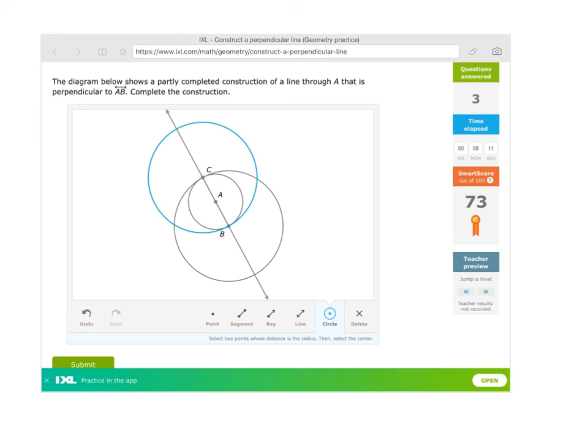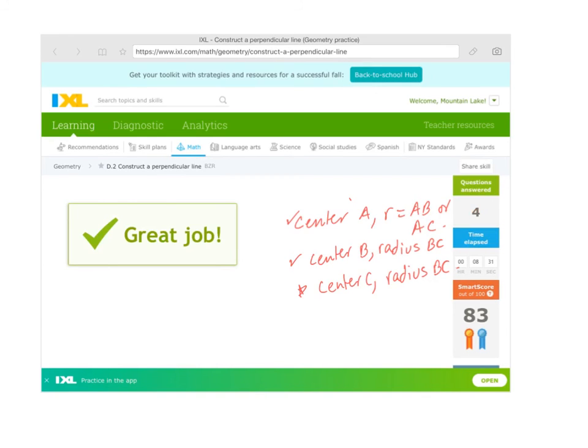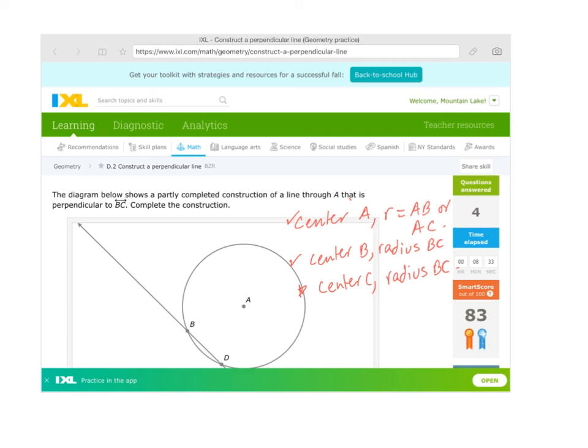So now you get these two intersecting points. If you join those, that will pass through A and it will also be perpendicular. So let's join those. See that? That's the line we want. There's a perpendicular. Let's hit submit. And great job. I'm already at 83.